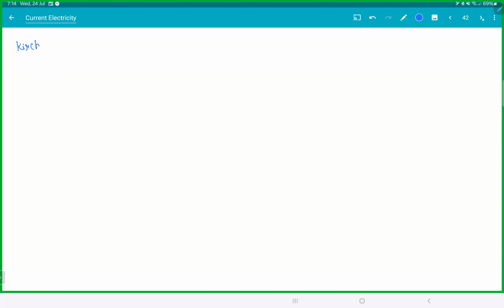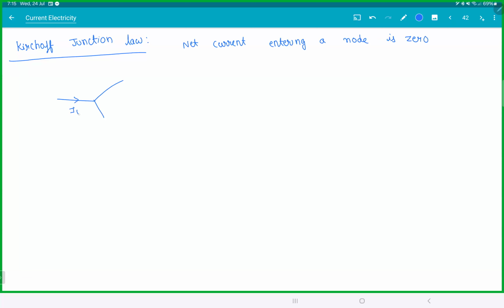Let's go ahead with Kirchhoff's junction law. Now, again, the idea is the same thing. Kirchhoff's junction law states that the net current entering a node is 0. Again, the technique will look exactly similar, only the formula will be a little different.